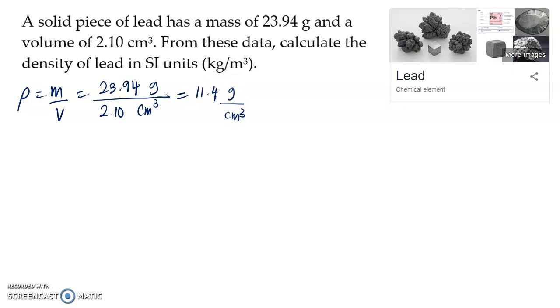We cannot leave our answer at this point because the question requires us to calculate the density of lead in kilogram per meter cube. So I will be writing the density here, 11.4 gram per centimeter cube, and now we're going to convert the unit. First of all, let's convert gram to kilogram. We know that 1 kilogram is equal to 1000 gram.